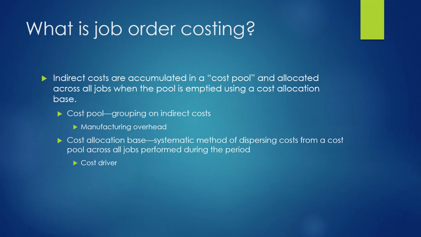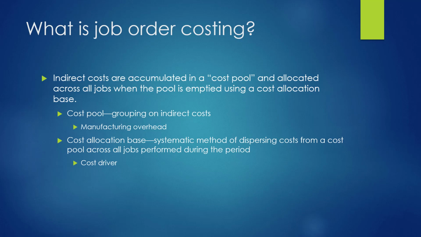So I think it's best in this particular course if we just have one pool, and we're going to call that pool of all of these indirect costs our manufacturing overhead pool. All of those costs of indirect components of production are going to go into that pool, and then at some point we are going to take the costs out of the pool and systematically spread it out amongst all the different jobs.